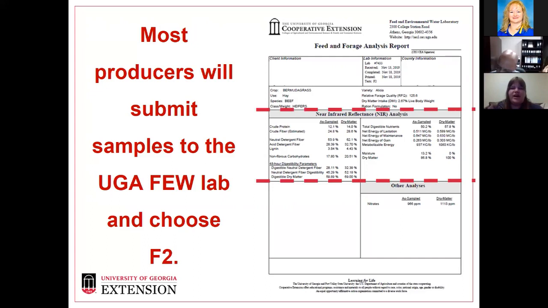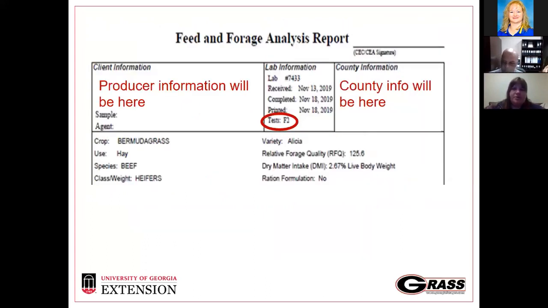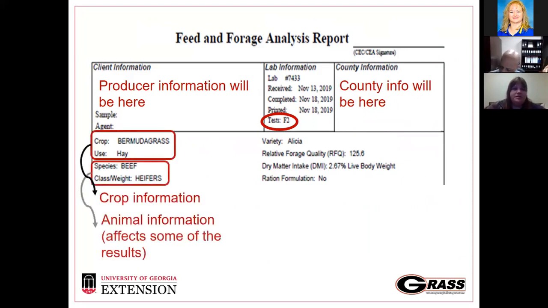Ours are pretty much divided into 3 sections. We're going to zoom in on here so you don't have to try to read the tiny one. All of our producer and county information is at the top, as well as the test that was requested. So that's all stuff that's written down on the submission form. Then we get into the crop use and the class of livestock, and that can affect some of the results. So it's important that those be as accurate as possible.